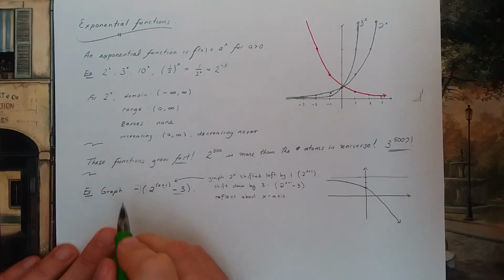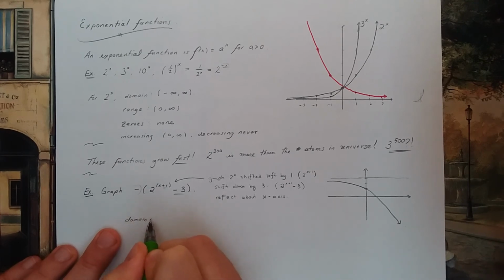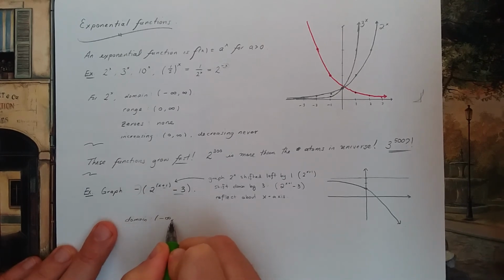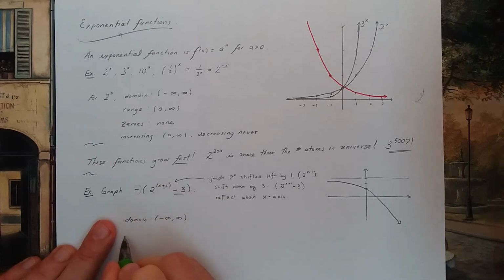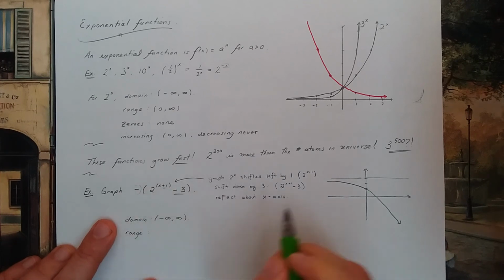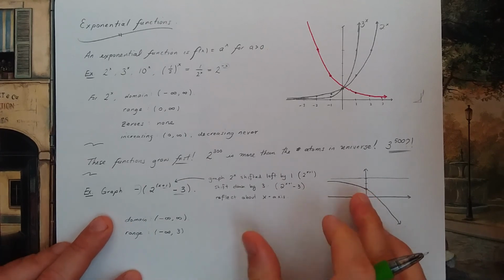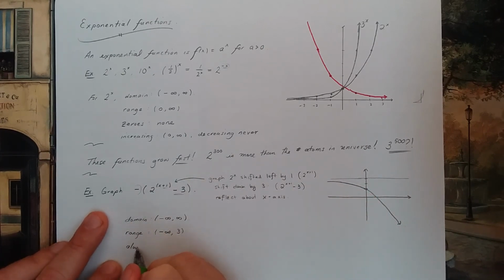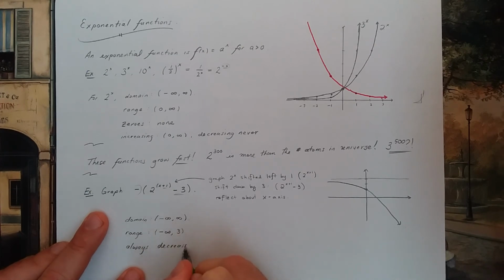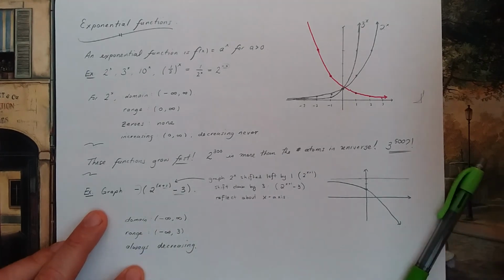Let's write down the domain and range of this function. So the domain is all real numbers. You can plug in any real number you'd like into an exponential function, but you can't get out any number you'd like. In this example, the range is -infinity up to 3, and this function is always decreasing. Okay, great.